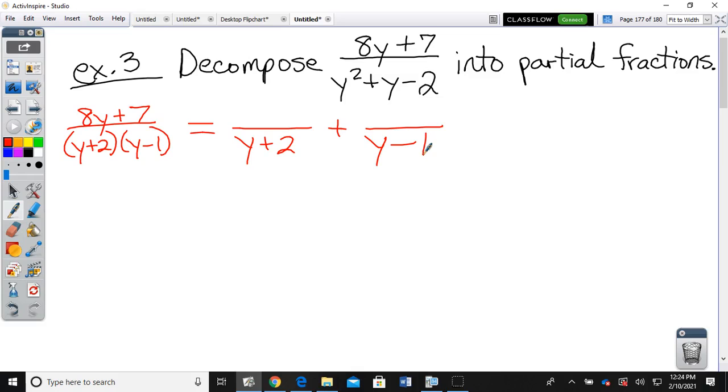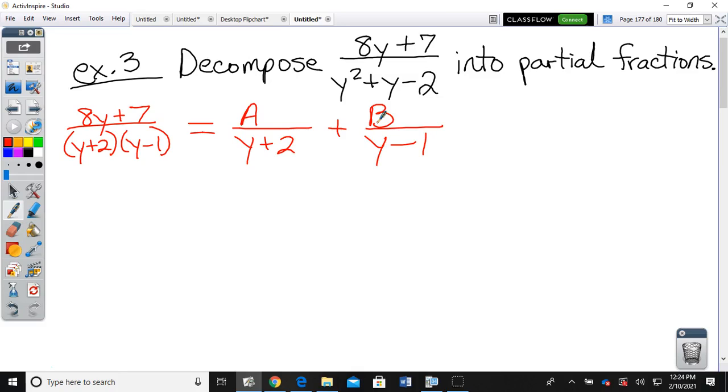Okay? So I'm just going to let the numerator for this one be A, and the numerator for this one be B. And we're going to solve it for A and B. Okay? How do we solve it? We solve it just like we did on the first example. We're going to have to multiply the entire rational equation by the what? Common denominator, which would be right here.